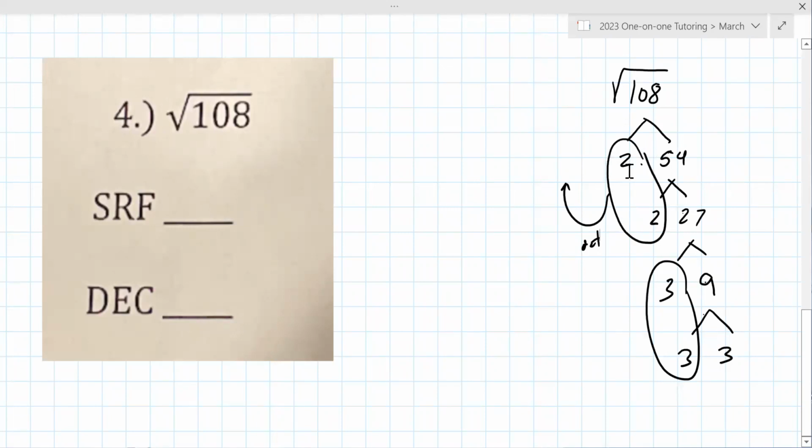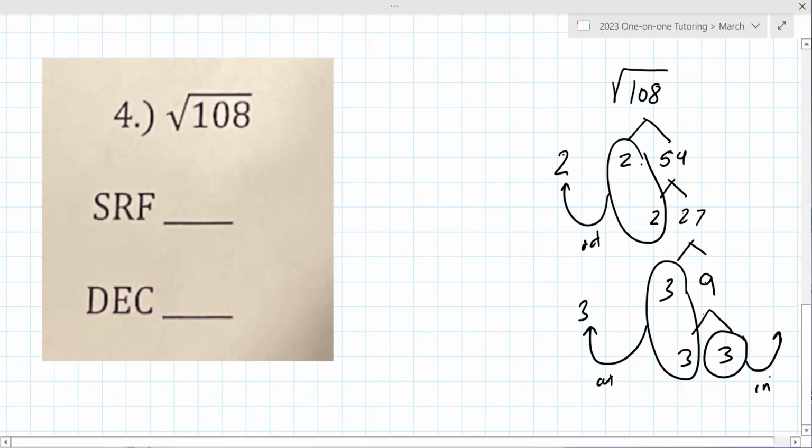With these 2 2s that I've circled, what do you bring out of the root? You bring out a single 2. Okay. How about from the pair of 3s? What do you bring out? Just a single 3. What is left over that remains inside? 3. Okay, so 2 times 3 goes on the outside. What goes on the inside?